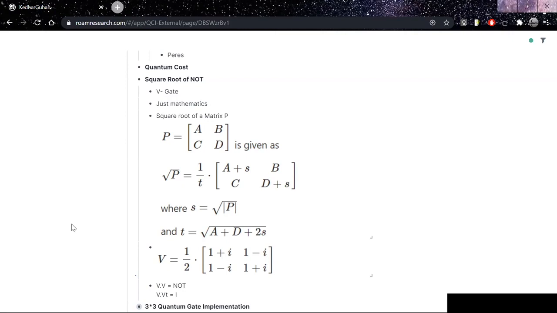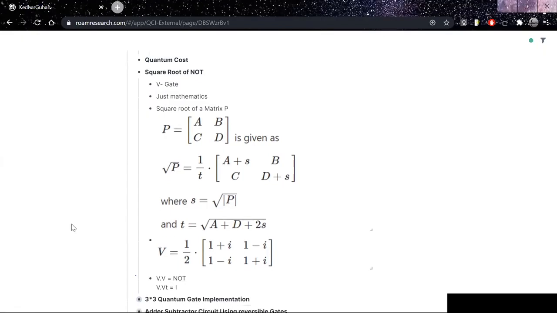Given by this formula. Similarly, a NOT gate is just a 2 cross 2 matrix, so if you take the square root of it, you get this V gate. This is used because in most applications, you don't directly use a NOT gate, you use controlled NOT gates, or conditional, I should say. So there, you can rather use this V gate, and you can apply two V gates, or V transpose.